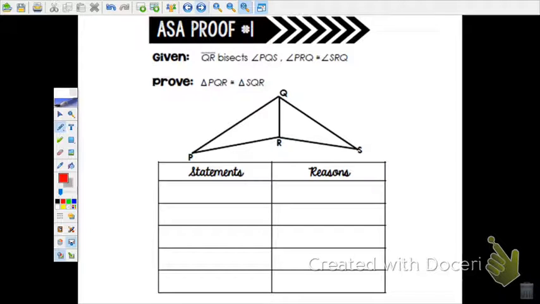So just as before, we always start our proof with the given. So I'm going to take my first given statement: segment QR bisects angle PQS. And that is given.